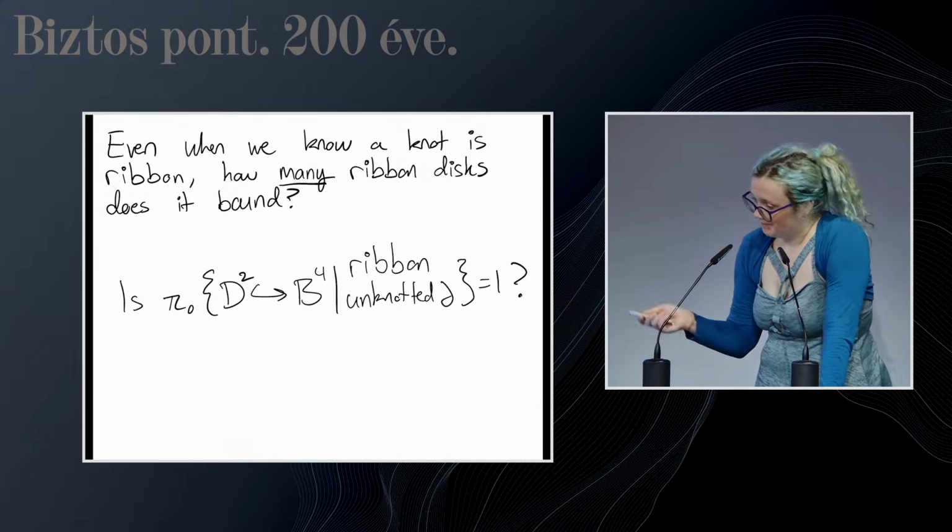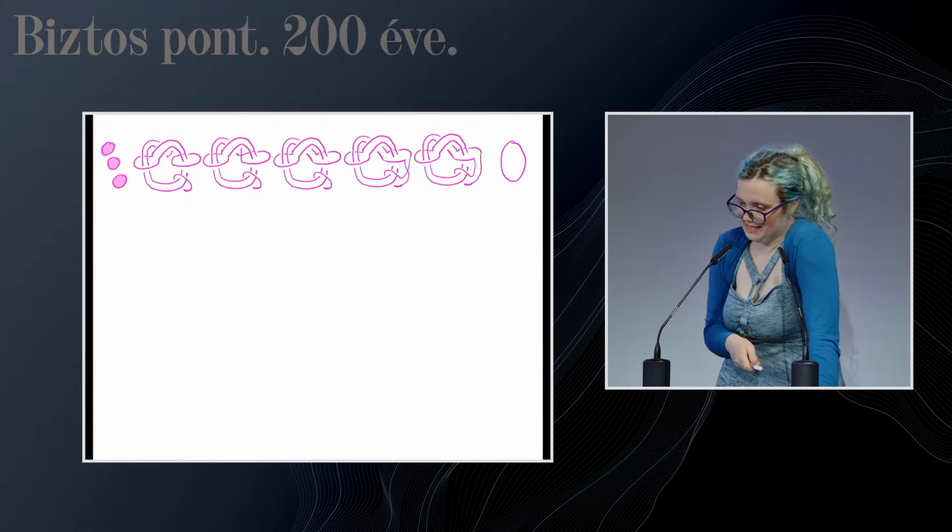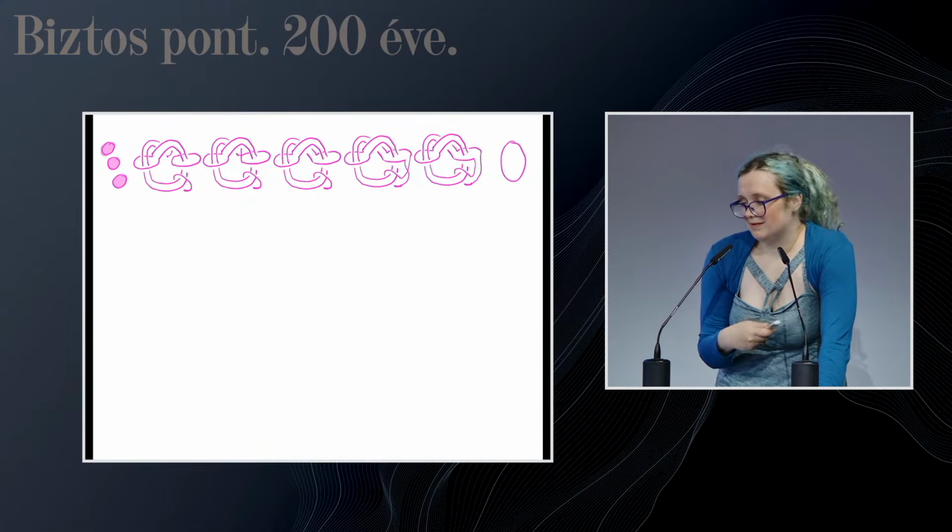Okay. So here's an example of a ribbon disk bounded by the unknot. On the left, I have a bunch of minima, 3.